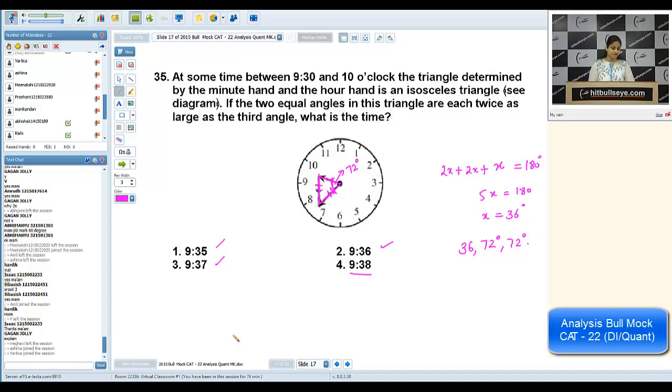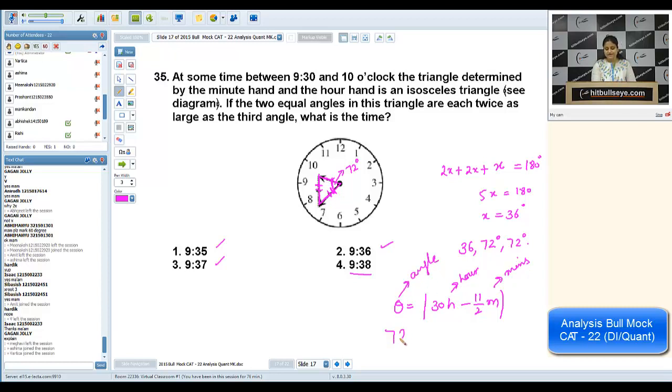Now this is a plain question. We have a direct formula to calculate time in clock. No need to apply any logic. If you have a plain question on clock, theta will always be equal to 30h minus 11 by 2 m, where h stands for hour, m stands for minutes and theta stands for angle.